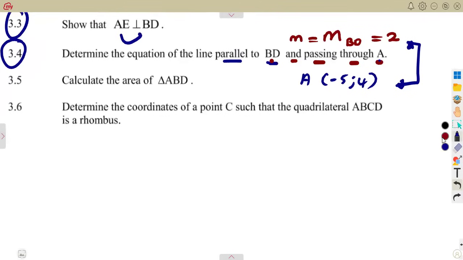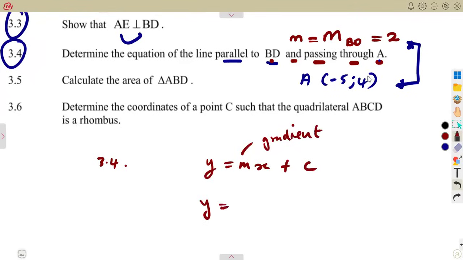All right, so 3.4, we can have our equation of the line. Remember, the equation of the line is given in the form of y is equal to mx plus c, where m is the gradient. And in that case, we have got the gradient of the line because we are told that it's parallel to BD. So we take the gradient of BD because two lines are said to be parallel if they have the same gradient. So y is equal to 2x plus c. So you must find c. From where? From the point. So you're going to find this from the given point.